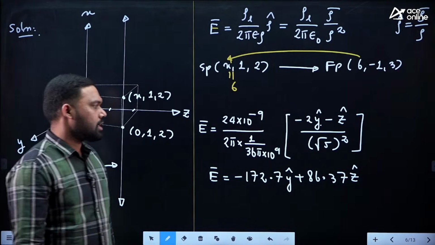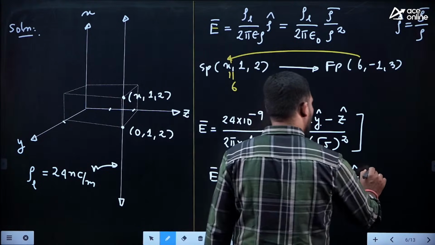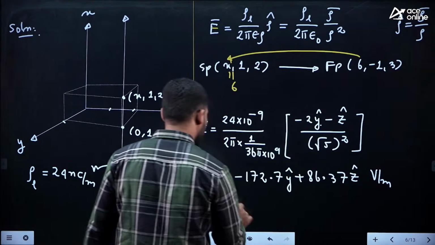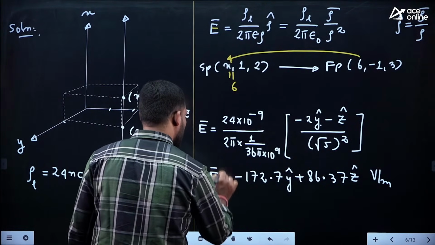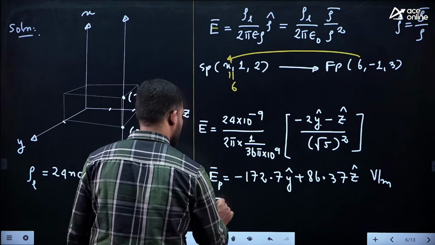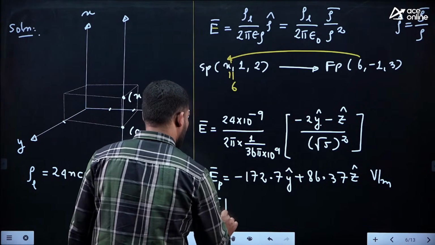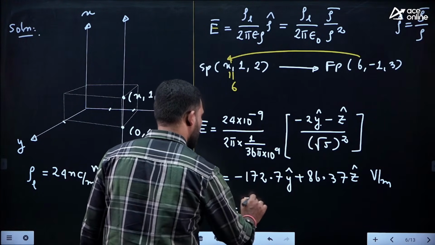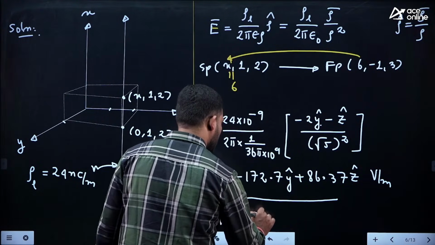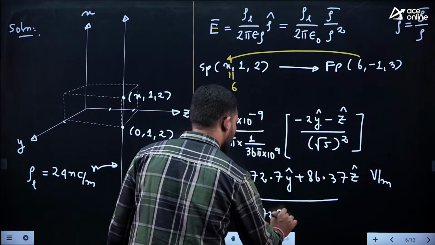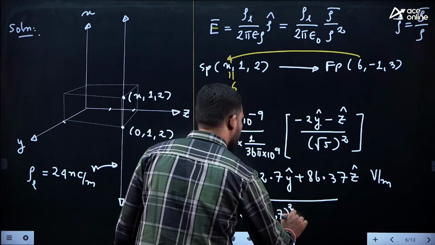But that is not the question. It is asking us to find out its magnitude, in volt per meter. This is the electric field at a point P. It is asking what is the magnitude of the electric field at point P, which is equal to the square root of minus 172.7. It's just algebra.